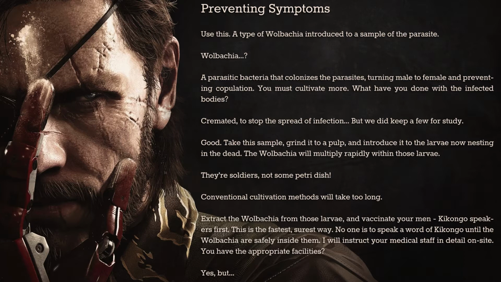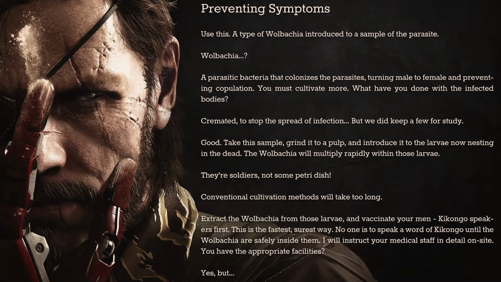You must cultivate more. What have you done with the infected bodies? Cremated to stop the spread of infection, but we did keep a few for study. Good. Take this sample, grind it to a pulp, and introduce it to the larvae now nesting in the dead. The Wolbachia will multiply rapidly within those larvae. They're soldiers, not some petri dish. Conventional cultivation methods will take too long. Extract the Wolbachia from those larvae and vaccinate your men.